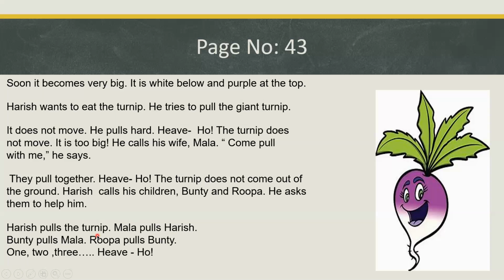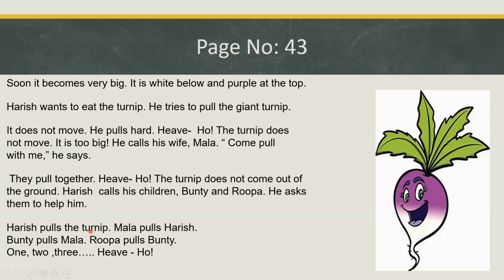Harish pulls the turnip, Mala pulls Harish, Bunty pulls Mala, Rupa pulls Bunty. One, two, three, hey ho! So now all the family members, that is Harish, Mala, Bunty, Rupa, all together. Now first what is happening? Harish is holding the turnip and he is trying to pull the turnip.